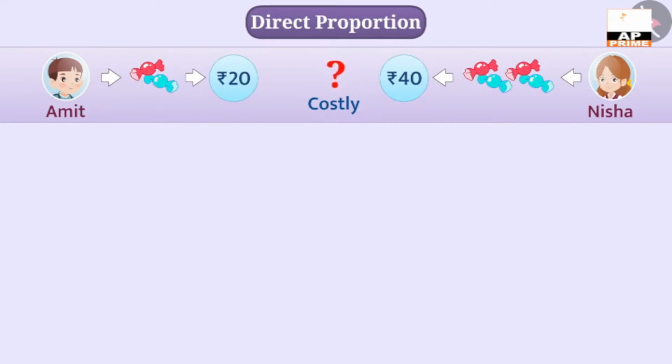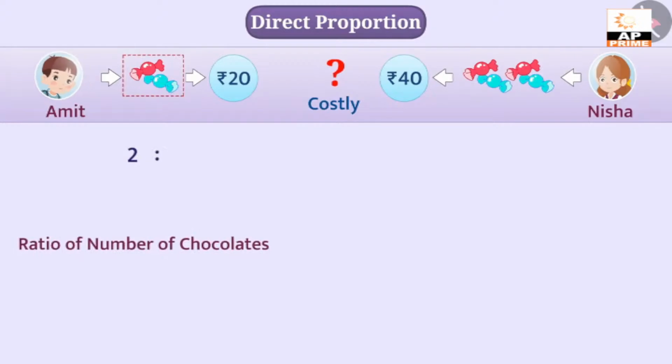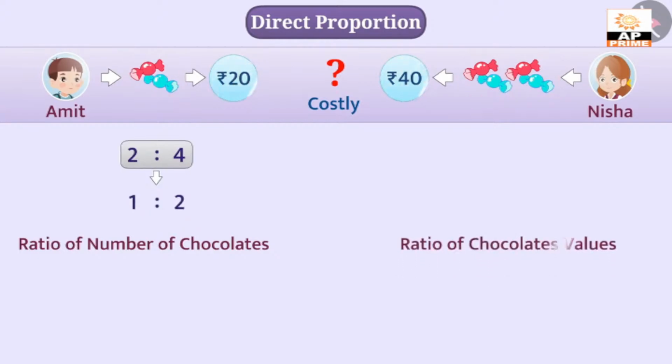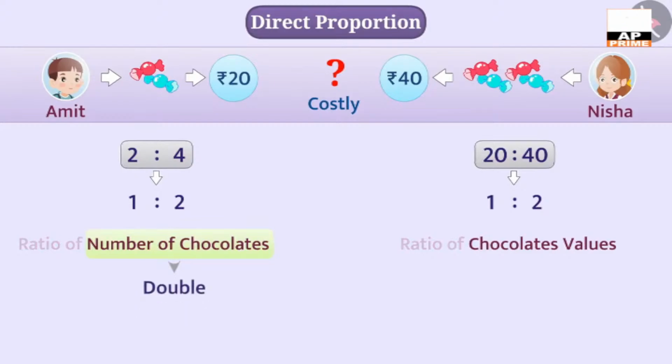Let me tell you, we can say that the ratio of the number of chocolates purchased by Amit and the number of chocolates purchased by Nisha is 2:4, that is 1:2. Similarly, the ratio of their values is 20:40, that is 1:2. This shows that as the number of chocolates has doubled, their values also doubled. In this way, the price of chocolate depends on their number.